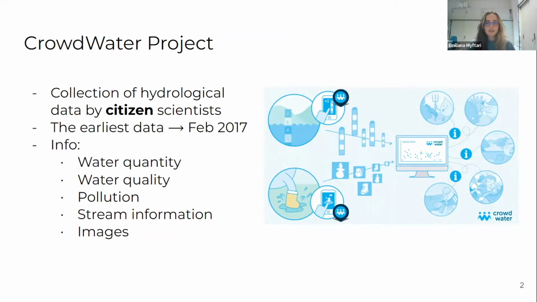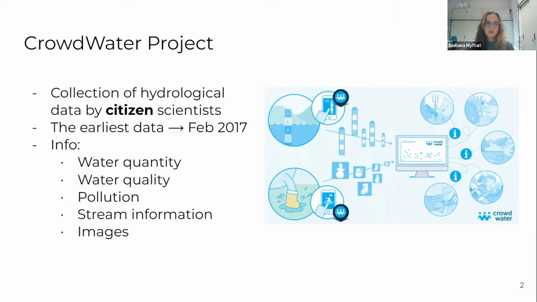2017. In this data, we have a lot of information about water quantity, water quality, like for example, the color of the river, of the water, about pollution, if there is plastic on the river and what kind of plastic and something like that. We have some stream information, like for example, the width of the river, and also a lot of images that citizens took of each station.